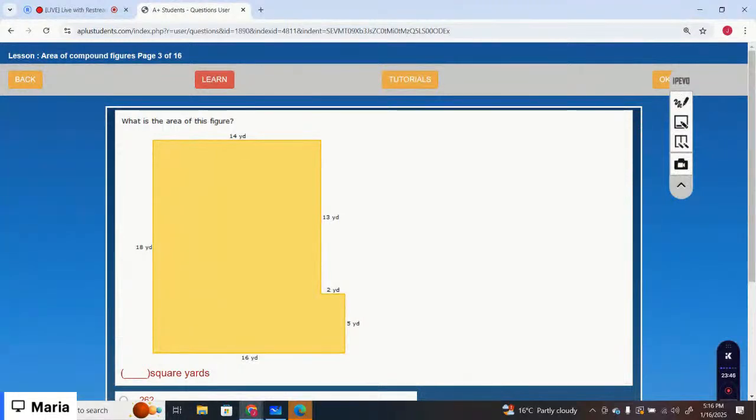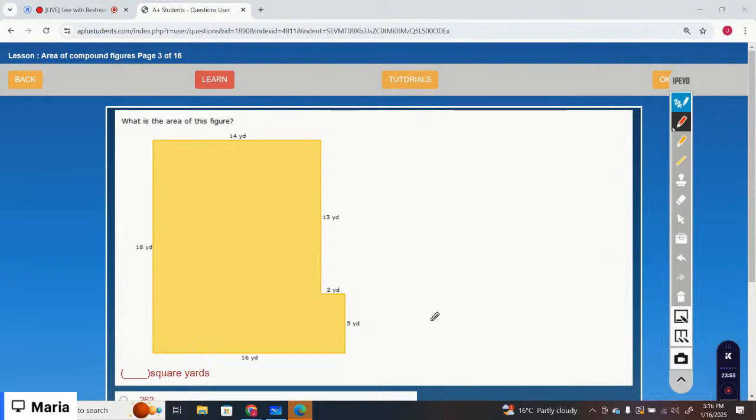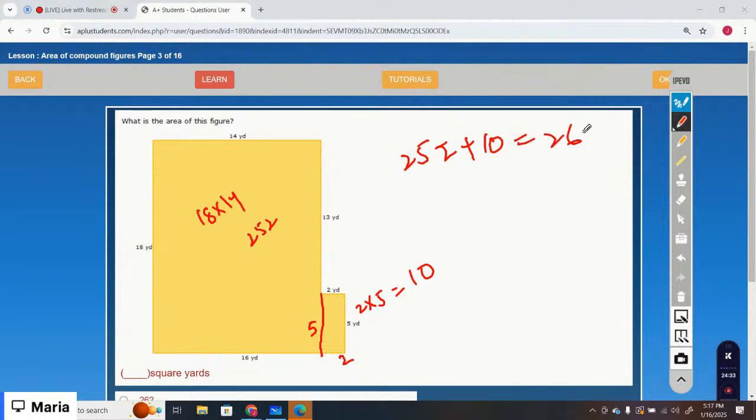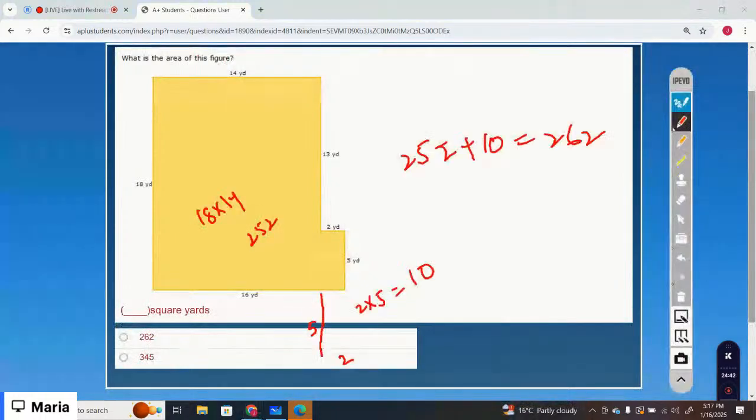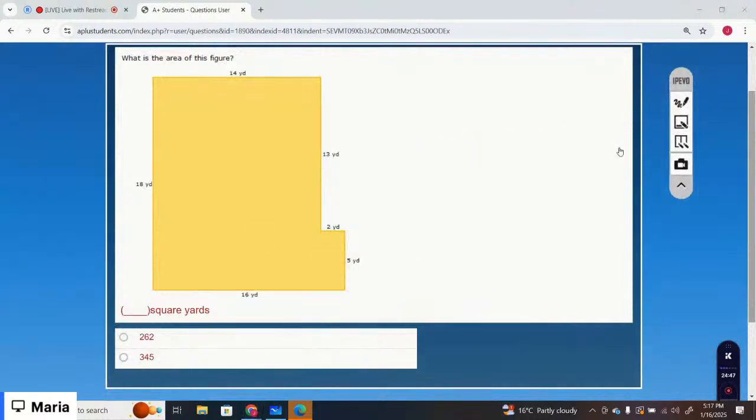What is the area of this figure? Which is the correct option? Divide the figure like this. You have to do 18 times 14 and 5 times 2 is 10. So 18 times 14 is 252, right? So you have to just add 252 plus 10 is 262. So option number 1 is the correct option, that is 262.